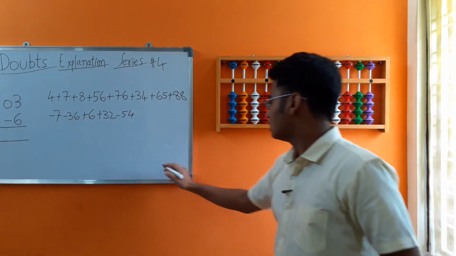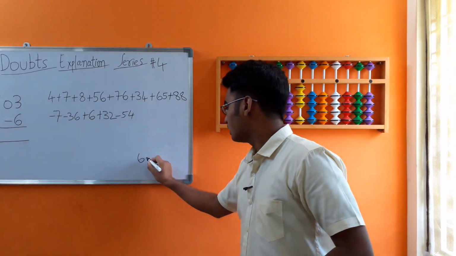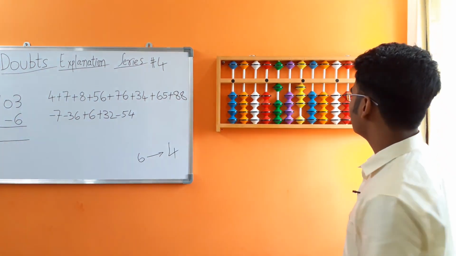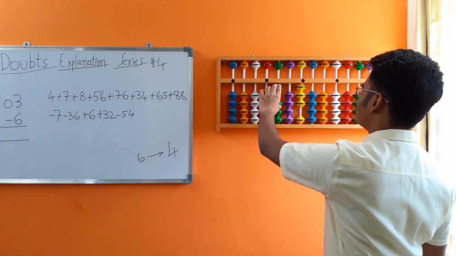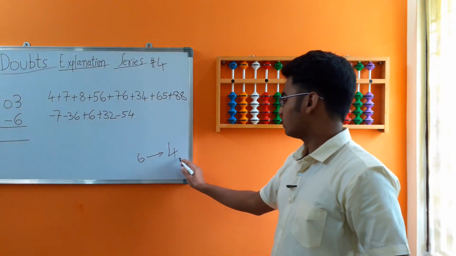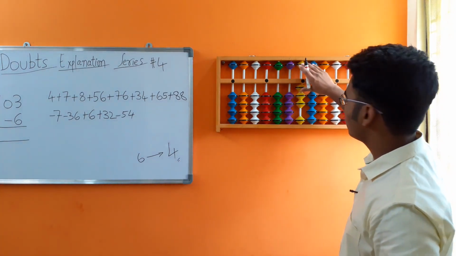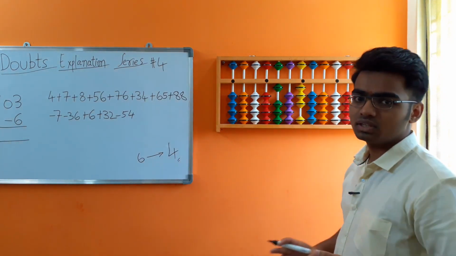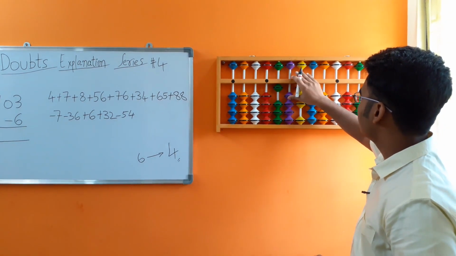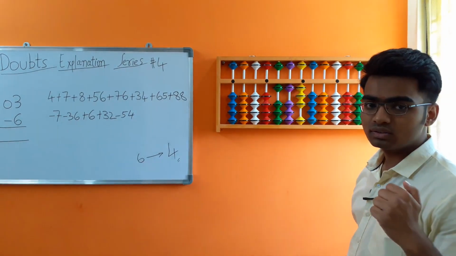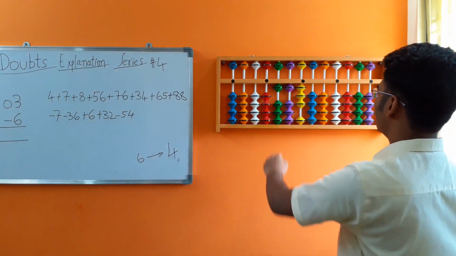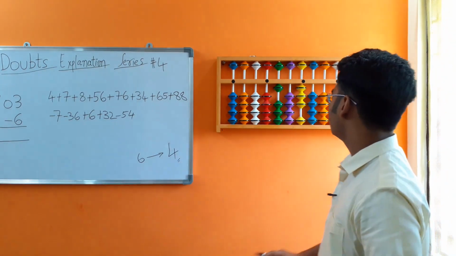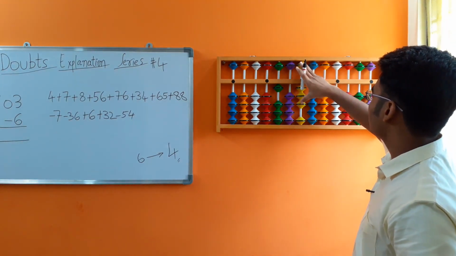In big friends, as you know, 6's friend is 4, right? So less the boss 10, add the friend 4. You have to add 4 on the units rod, but here there is a catch, right? Suppose you had 113 here and you had to subtract 6, what would you do? Less the boss 10, add the friend 4. You have to add 4 on the units rod, right?